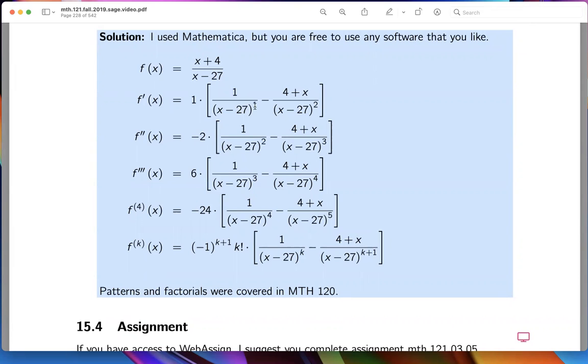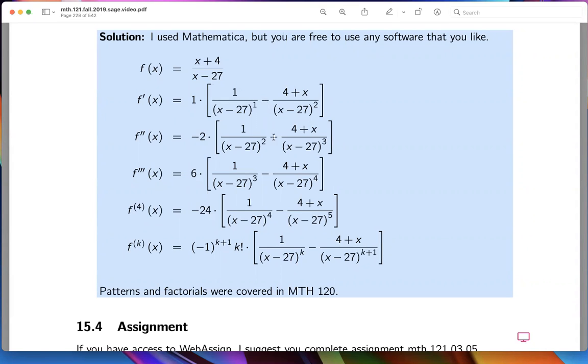First derivative, first power. Second derivative, second power. I'm just looking at the first term. What I mean by that, this 1 over x minus 27 to a power, that's easy to predict on. But what I say for the kth derivative, 1 over x minus 27 to the kth power, just by looking at that first term, I'm counting one rabbit at a time.